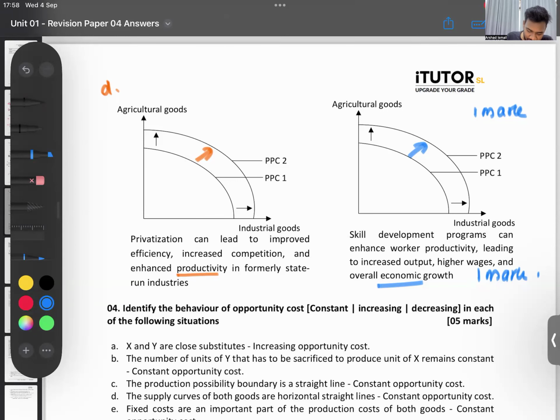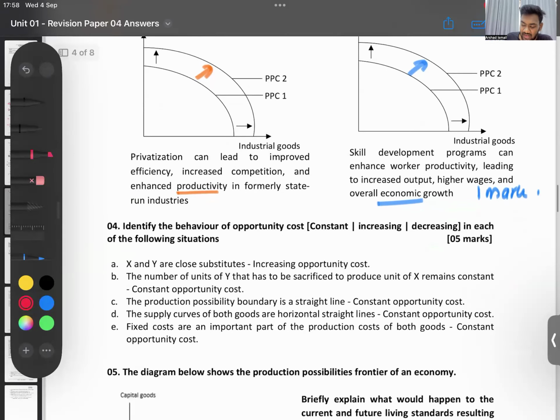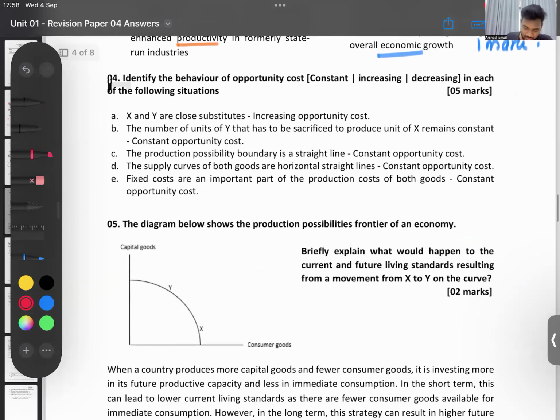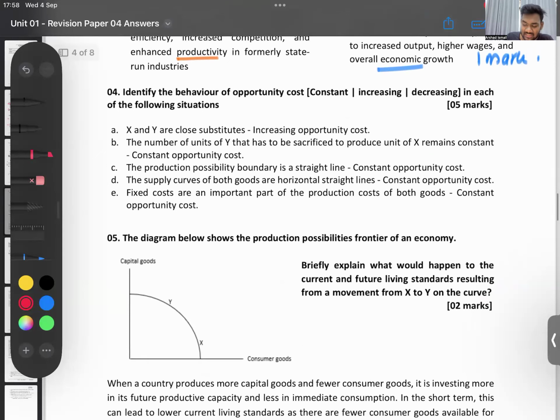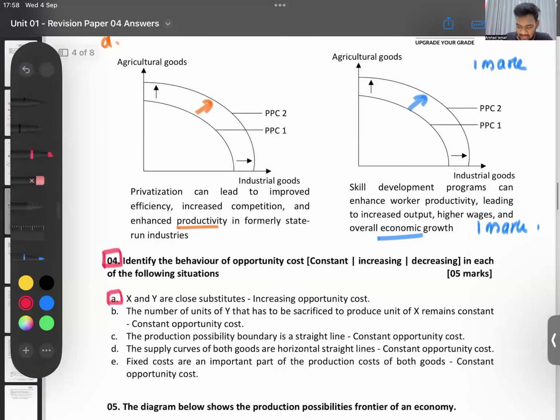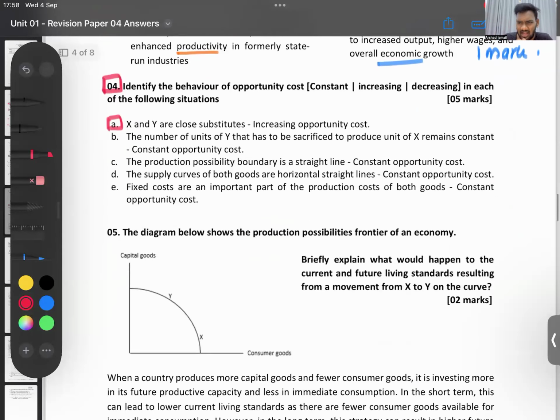Then going into question 4. Question 4 is asking, identify the behavior of opportunity cost in each of the following situations. So you just have to write whether this is constant, increasing or decreasing. It will take you maximum 2 minutes to do it. So number 1, X and Y are close substitutes. I'll come back to anything that you missed at the end, after class is done.